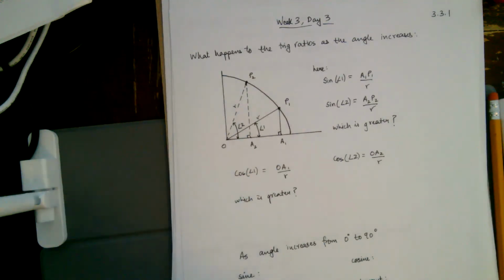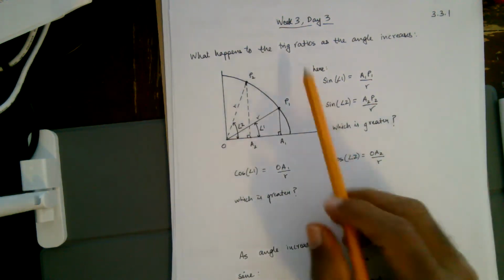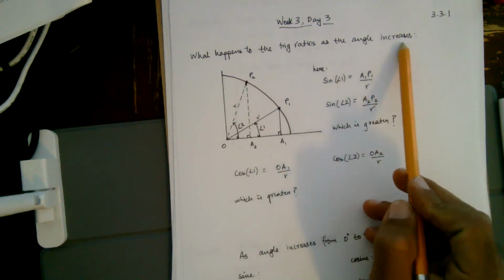So far we've looked at trig functions, trig ratios, inverse trigonometric ratios. So we know that if I have an angle, I can find the 6 ratios. We also learned that if we have the ratio, we can find the angle. Now we're going to spend some time doing some analysis on these functions. So the question is, what happens to the trig ratios as the angle increases?